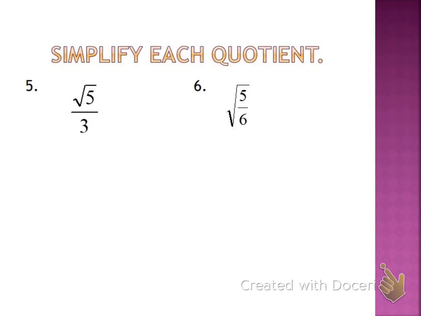On these, we are asked to simplify each quotient. I'm going to change number 5 to include a radical in the denominator as well. Otherwise, there would be nothing for us to do.